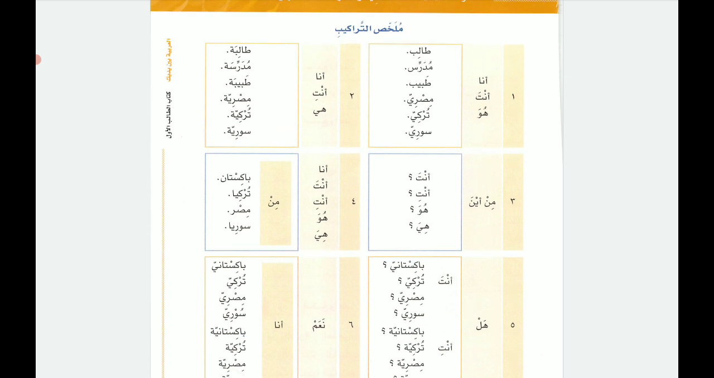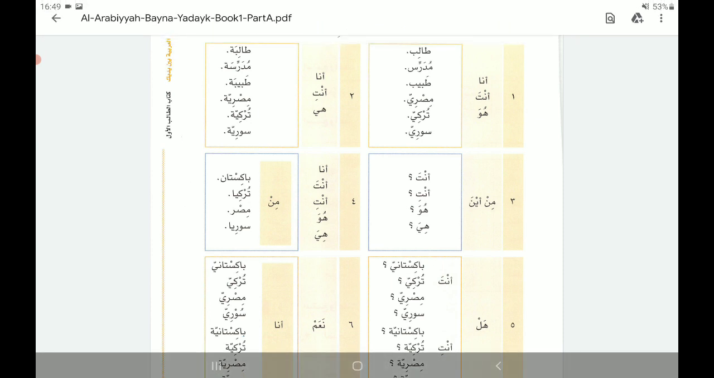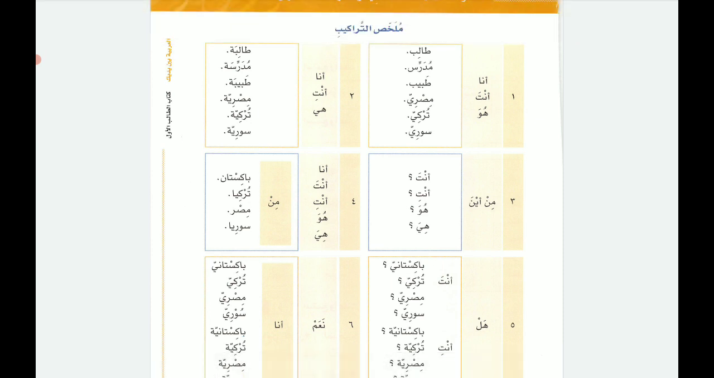Would you notice what these pronouns are? Ana, I. Anta, you. Huwa, he. So first person, second person, and third person, right? Naam, Ana is first, Anta second, Huwa is third. But what do we notice? They're masculine, but they are singular. Naam. The reason why it's important is because you can't say Ana Tullab. So you use the singular pronouns with singular nouns.